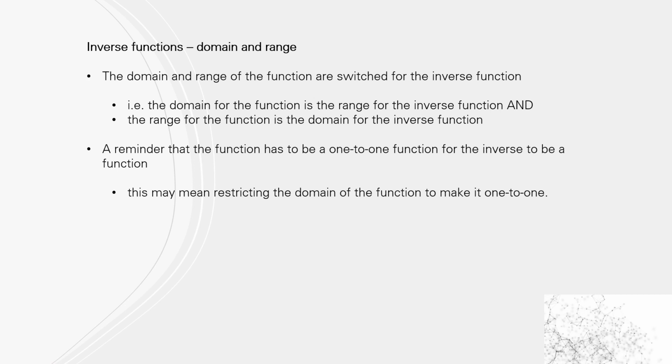A reminder that the function has to be one-to-one for the inverse to also be a function. So we can have a function that's not one-to-one, but when we do the inverse, it would no longer be a function. So we've got to make sure it's one-to-one. And that may mean we need to restrict the domain of the original function.